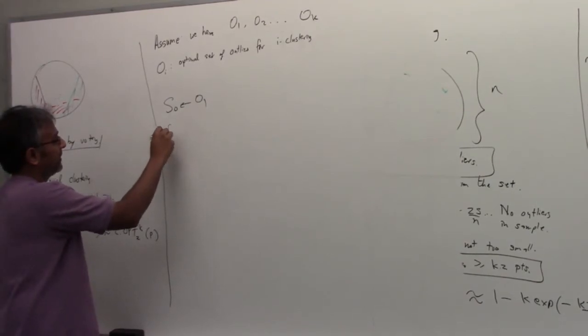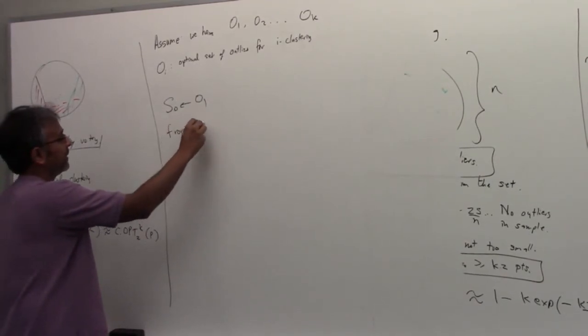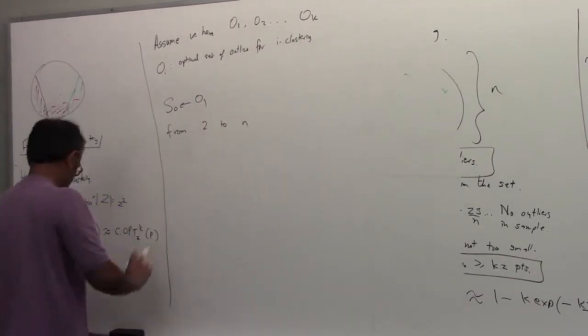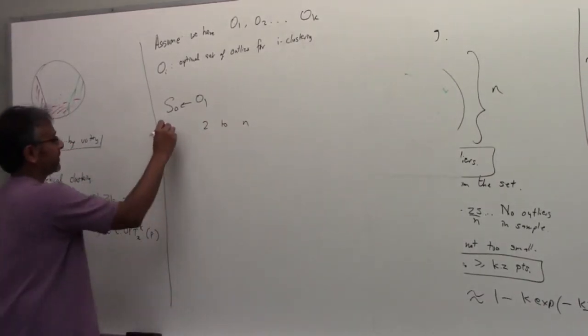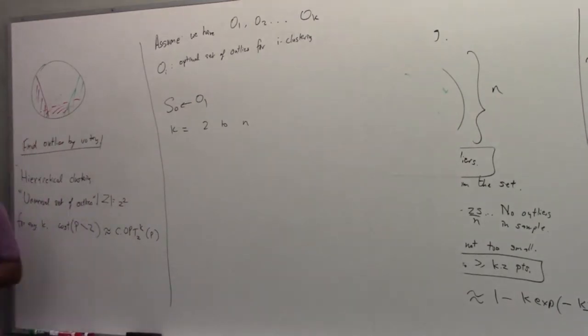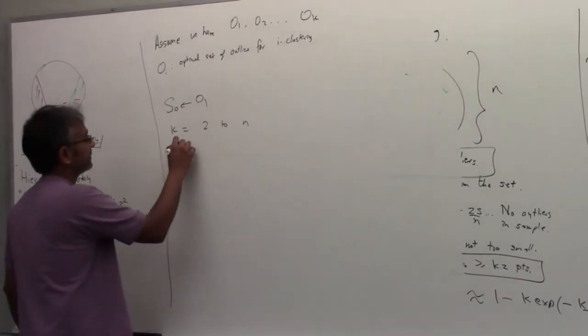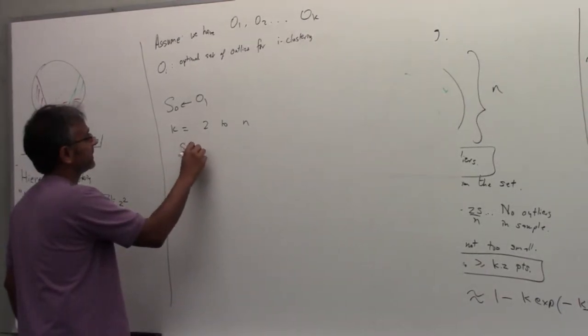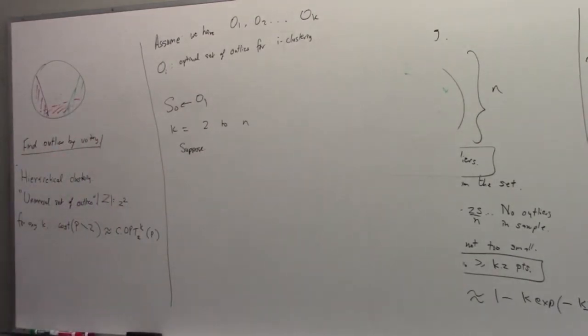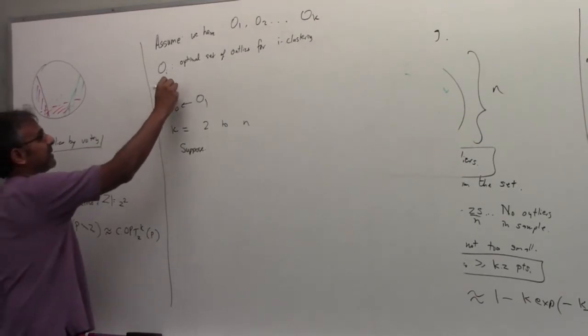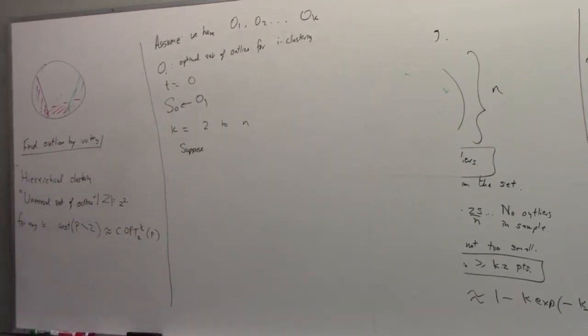Basically from 2 to n. So for k equals 2 to n. Okay. So we just go through all values of k because we're going to look at all possible clusterings. And here's what we're going to do. Suppose, so at some point we have the best. So we're going to have an index parameter t also, which I'll explain in a second.